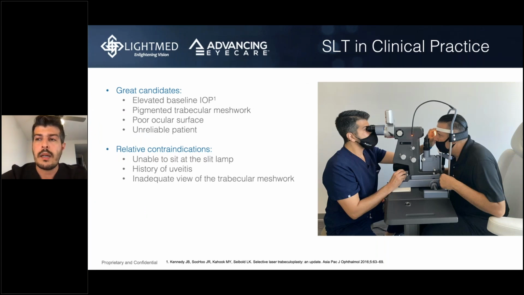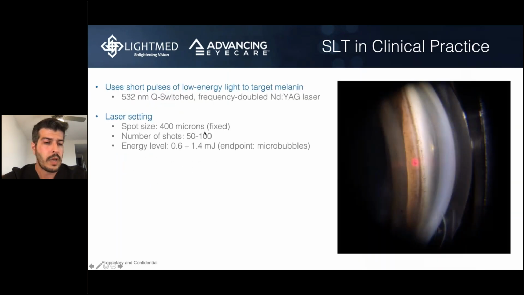So pigmentary glaucoma and pseudoexfoliation, yes, you would need less energy. So a good starting point would be 0.6 to 0.7. So I would start at 0.6 to 0.7, and you're going to increase that by 0.1 millijoule increments until you start to see some bubbles.